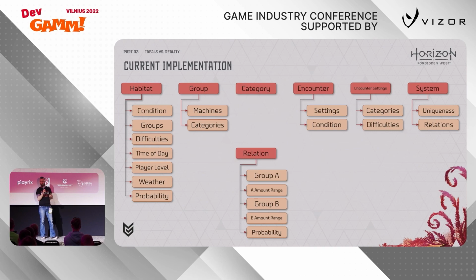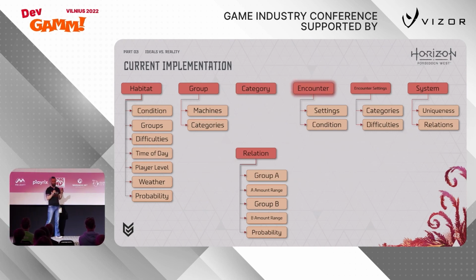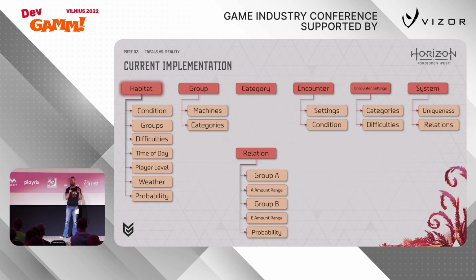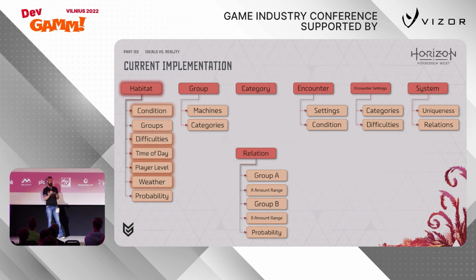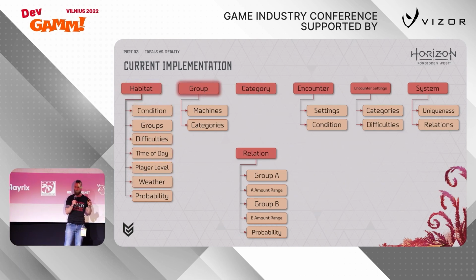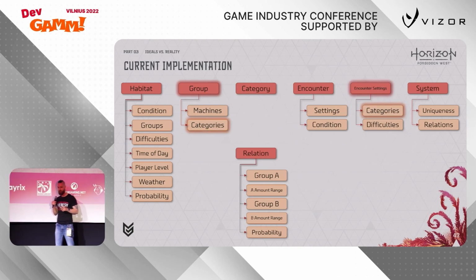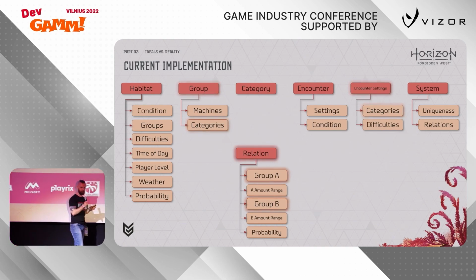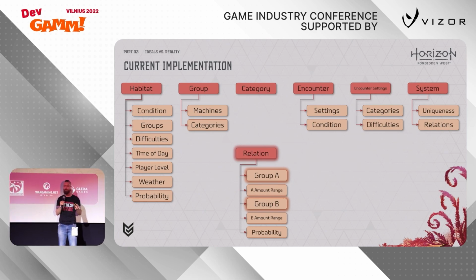The new procedure is as follows. The player enters the range of the encounter. The encounter checks what habitats it is in and creates a list. Then that list is filtered by all the conditions attached to the habitats. That provides it with a list of available machine groups at that location. All groups are filtered by the allowed categories for that encounter. Then the filtered groups are looked up in the relation table. From that, all possible pair combinations are created.